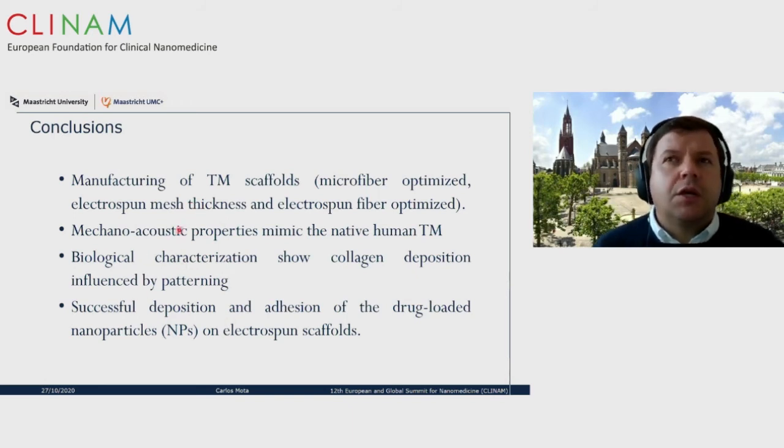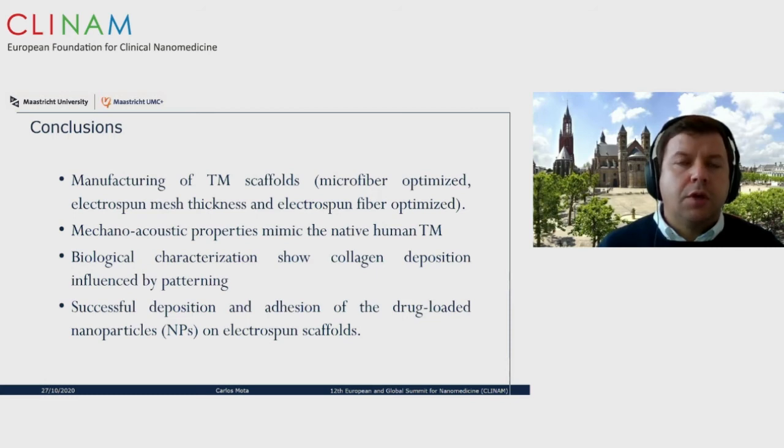We also optimized the mechanical and acoustic properties of these implants. We did a thorough characterization of the acoustic parameters, also looking at whether the values we obtain are near those of the human tympanic membrane. On the biological characterization, we are looking more in depth at ways to control the collagen deposition. And we also demonstrated that we can load the nanoparticles on these meshes in a controlled way, but we are looking for ways to have the drug released over the 2 weeks. So we are looking into hybrid solutions to optimize that.